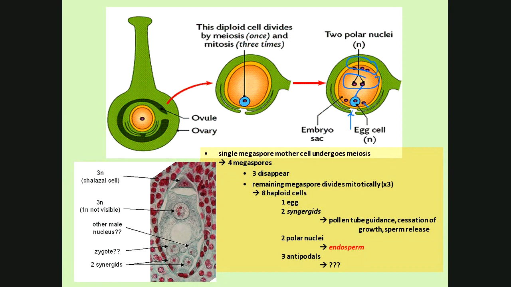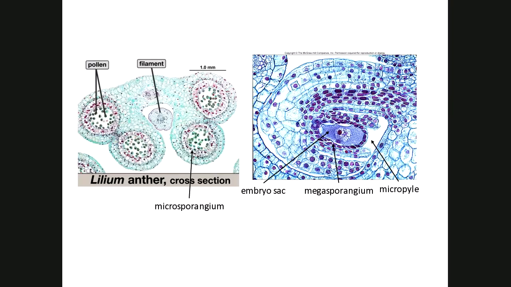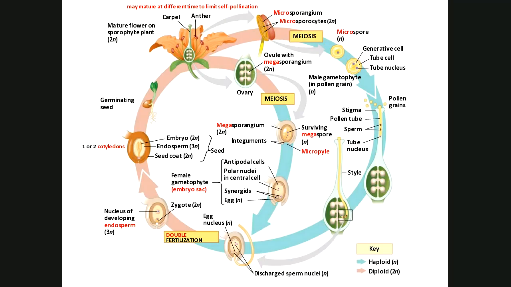One sperm unites with the two polar nuclei. All right, so the one sperm that fertilizes the egg makes the diploid zygote. The other sperm fusing with the polar nuclei produces a triploid, a 3N cell. That 3N cell becomes the endosperm. And in these plants, this is one of their significant evolutionary advantages.